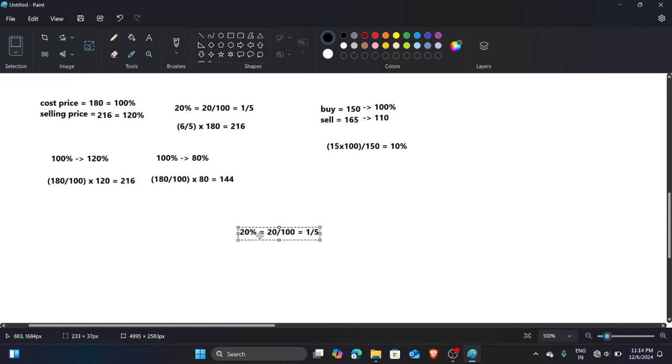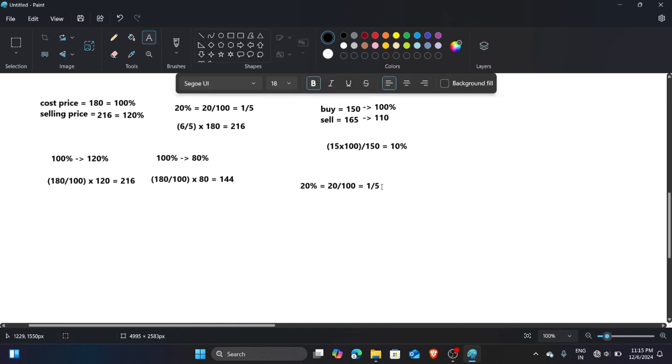So from here, you know that 20% is nothing but 1 by 5. Now, if somebody says that you have a 20% loss, it means when you sell the product, you get a 20% loss. Then what does it mean? I already said that 5 is representing the 100% value, and 1 is showing the 20% value, because the fraction of 20% is nothing but 1 by 5.